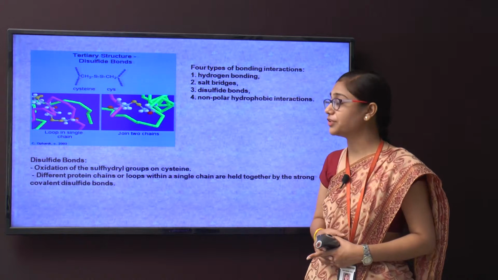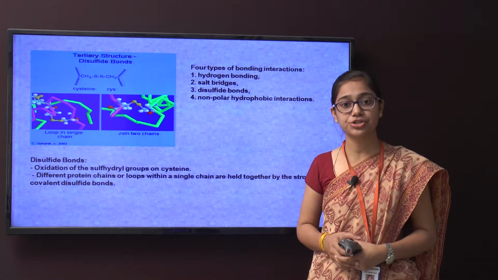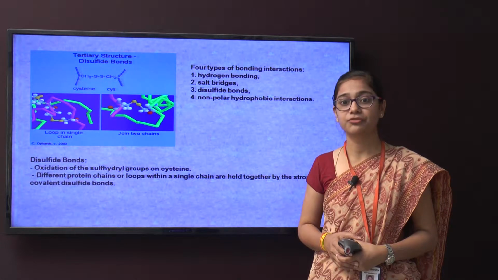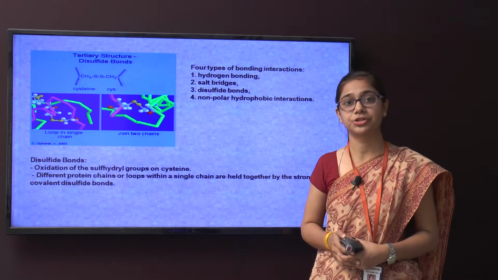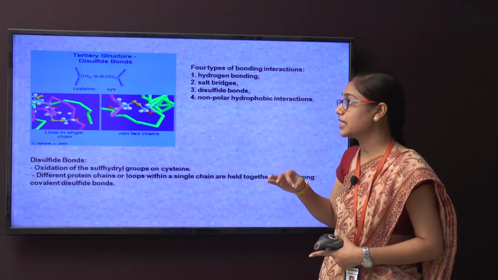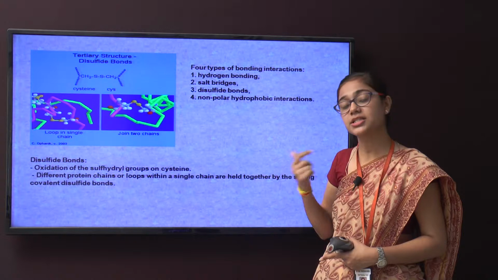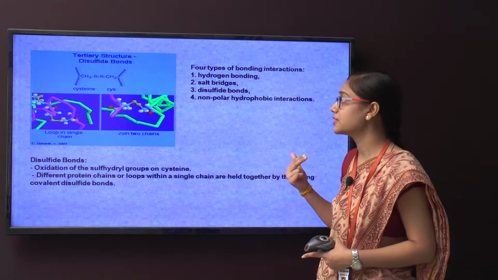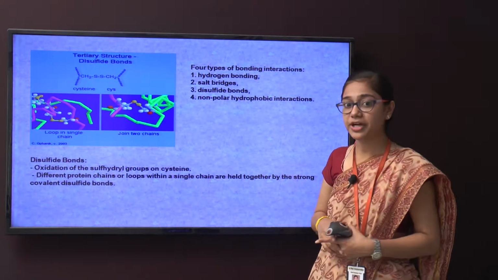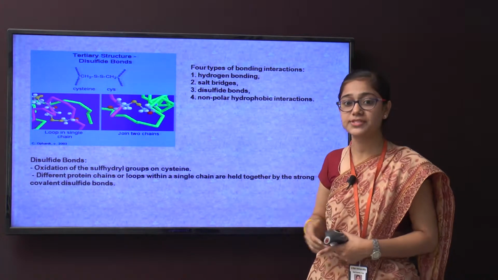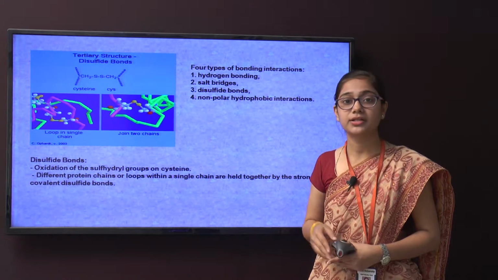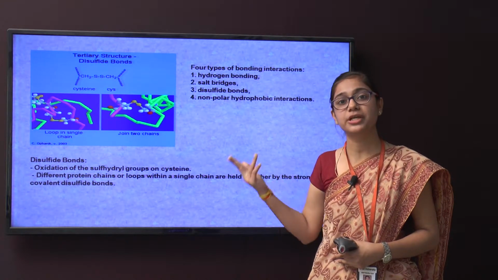There are 4 types of bonding. First is hydrogen bonding, second is salt bridge, third is disulfide bond, and the fourth is non-polar hydrophobic interaction. This is an example of the disulfide: one cysteine which contains an SH and another cysteine which contains another SH. You can see here a disulfide bond is present, formed by oxidation of the sulfhydryl groups present in the cysteine, and the two molecules of cysteine make cystine.